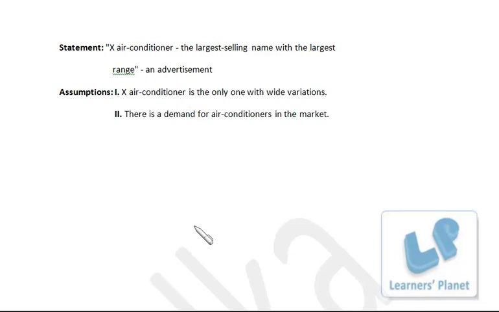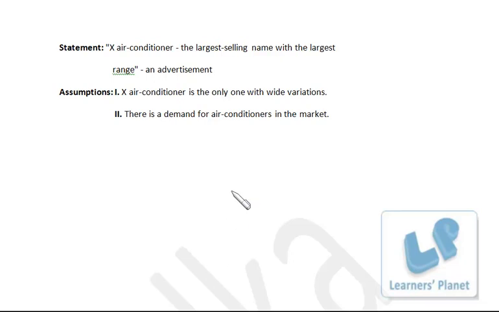Second is, there is a demand for air conditioners in the market. Now what is the purpose of an advertisement, right? Advertisements are done only to showcase the presence of some services or the product, right? And when do you showcase your product or services? When obviously there is a demand in the market, right? If at all buyers for these services or products are there, then only the advertisements are done, right?